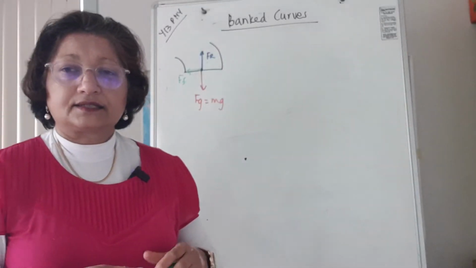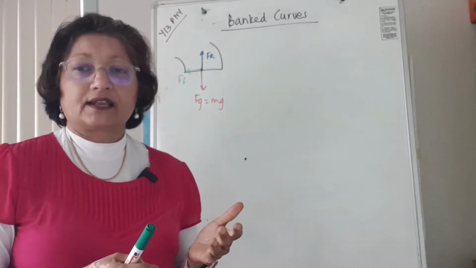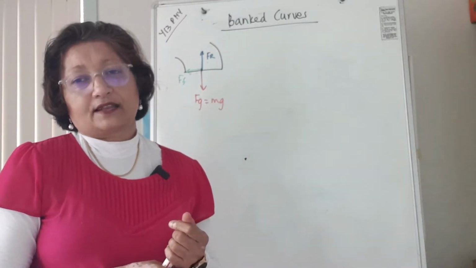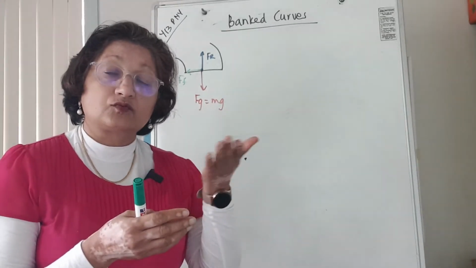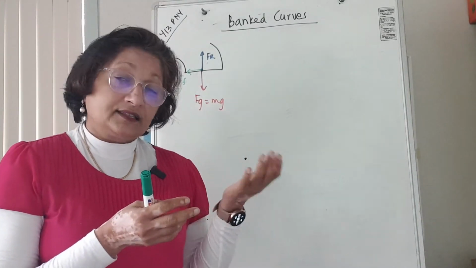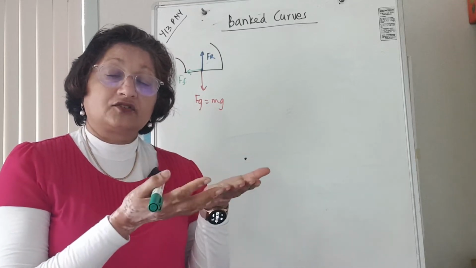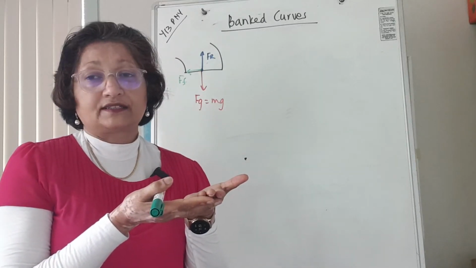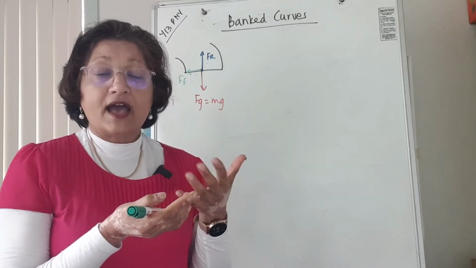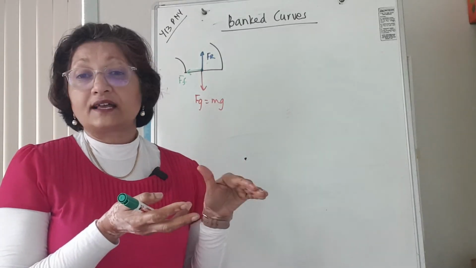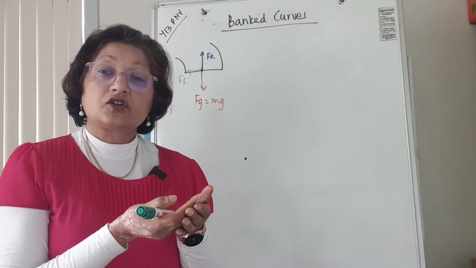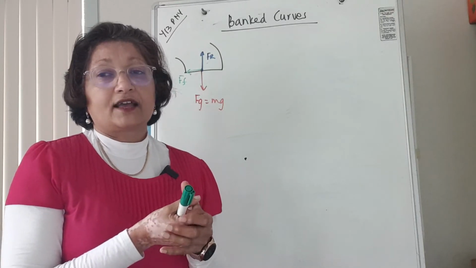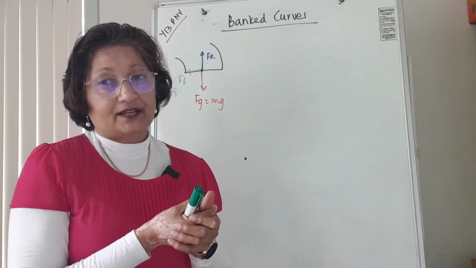Now the thing is, you can't always rely on friction to provide centripetal force, because if the tires of your car, the tread is worn out, if they're bald, there's not going to be enough friction between your tires and the road to provide centripetal force. You could also have conditions like wet roads, icy roads, oil on the road, something spilt on the road. So it's not always possible to rely on friction to provide centripetal force.